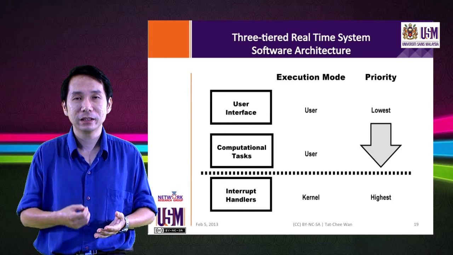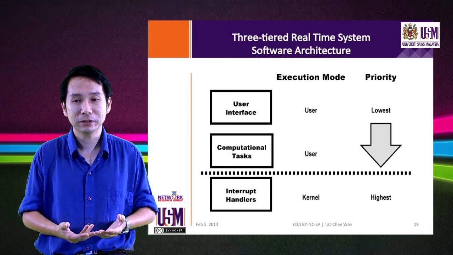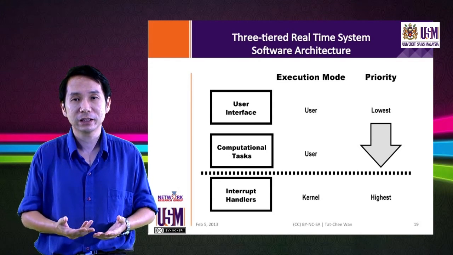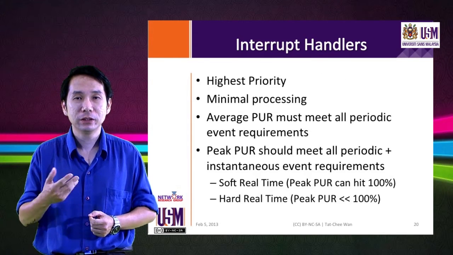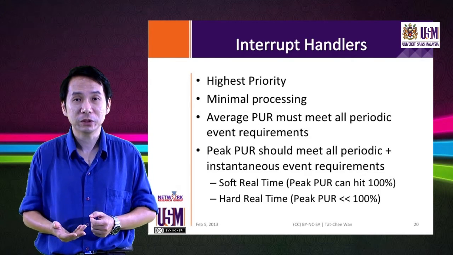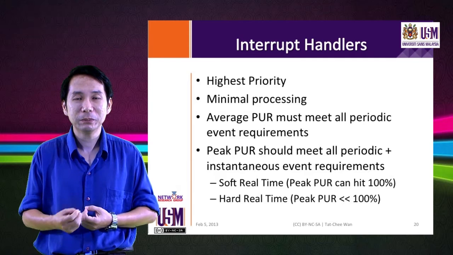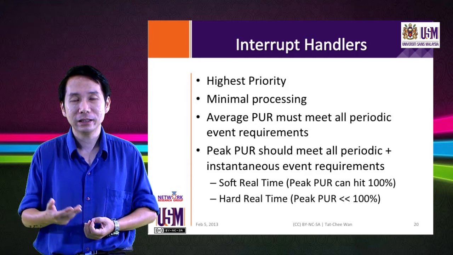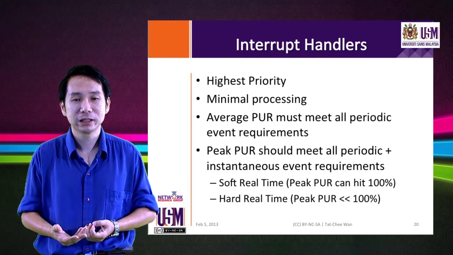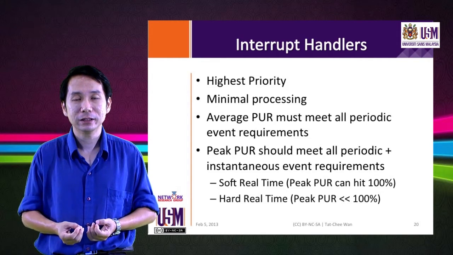Now the priority of these layers are different. The highest priority belongs to the interrupt handler level, whereas the lowest priority belongs to the user interface level. Why is it? Interrupt handlers have the highest priority because of the real-time requirement of being able to meet the deadlines within a given duration. So each interrupt handler must have minimal processing inside the handler, because as the interrupt is active, other interrupts will be disabled and will not be processed.